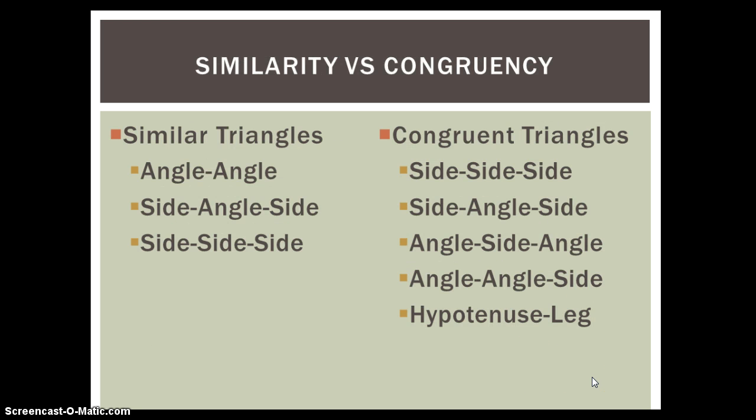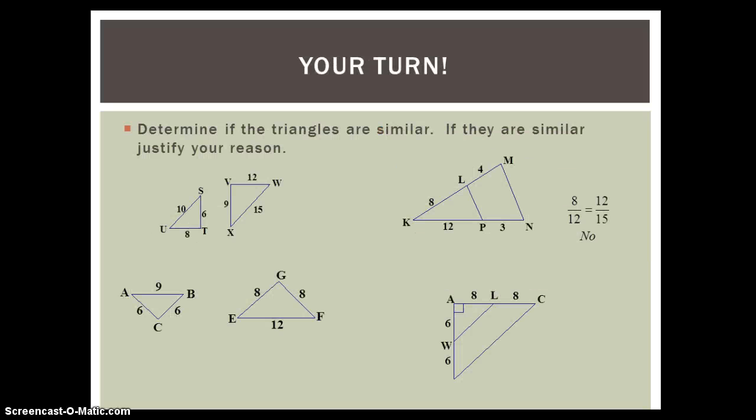Now it can get confusing when we have similarity versus congruency. So for similar triangles, we have the angle-angle, side-angle-side, and side-side-side. Now two of those are repeated in the congruency. The side-angle-side and the side-side-side are also for congruent triangles, so we need to make sure we know if it's congruent or similarity. But then we also have for congruent triangles the angle-side-angle and the angle-angle-side, and lastly the hypotenuse-leg theorem. So there are more theorems that prove triangles congruent than similar, but it's important that we know which one exists for both.